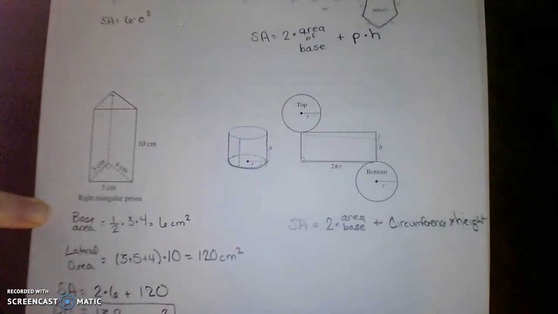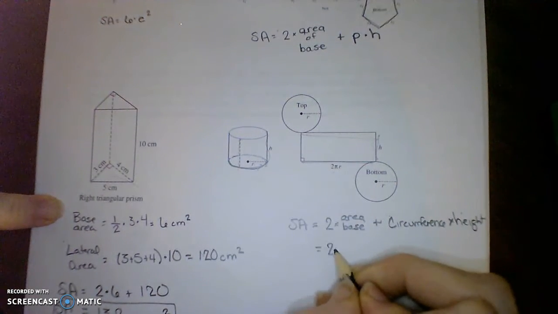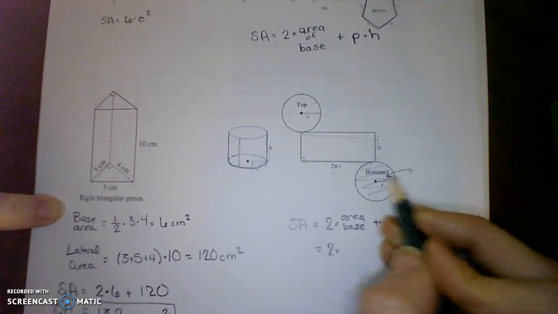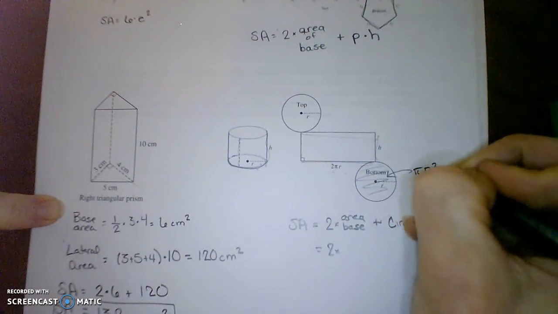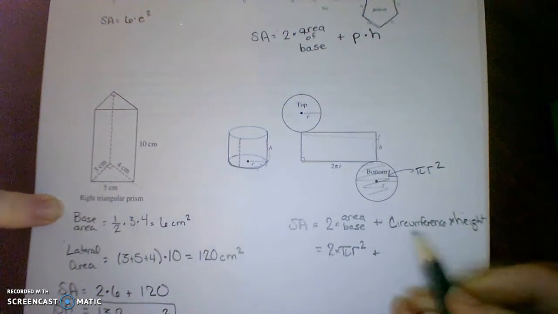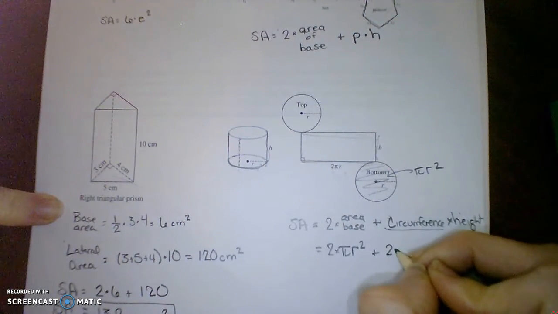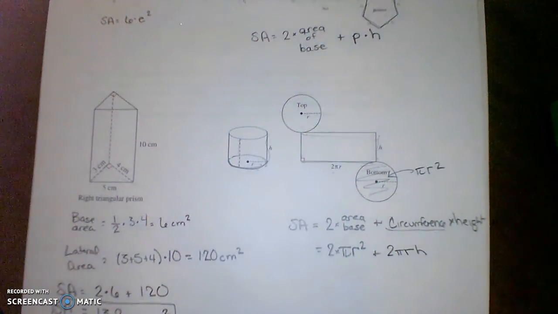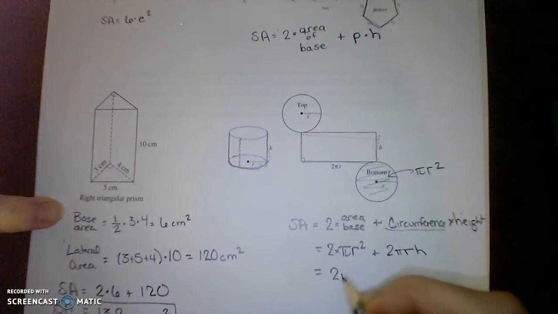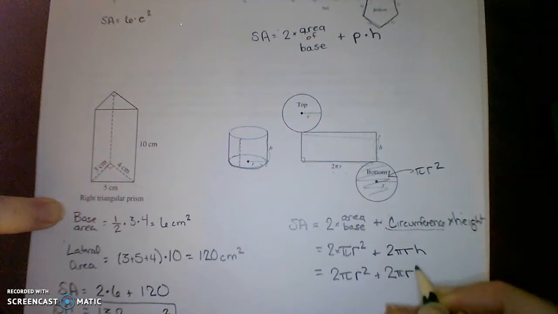So now with a circle, usually you're given what the radius of the circle is. So 2 times the area of the base. The area of a circle is pi r squared. So this would be 2 times pi r squared. And the circumference of the circle is 2 pi r, and then times the height. So this gives us a really nice, neat formula, 2 pi r squared plus 2 pi r h.